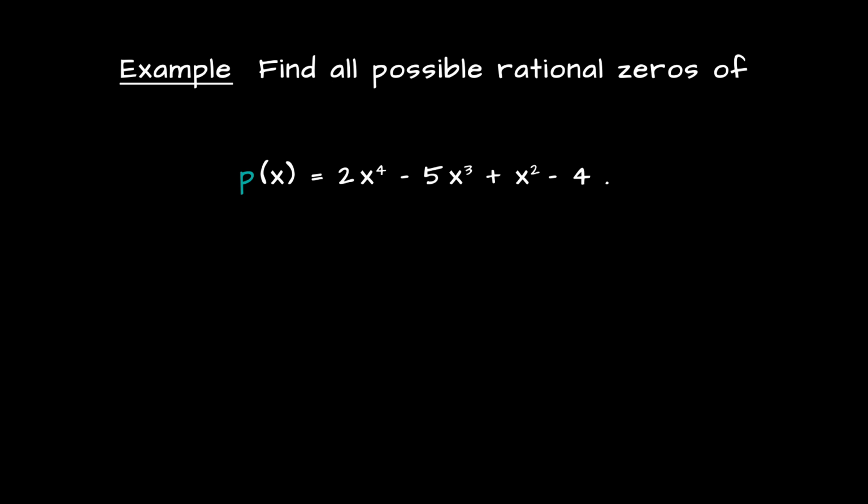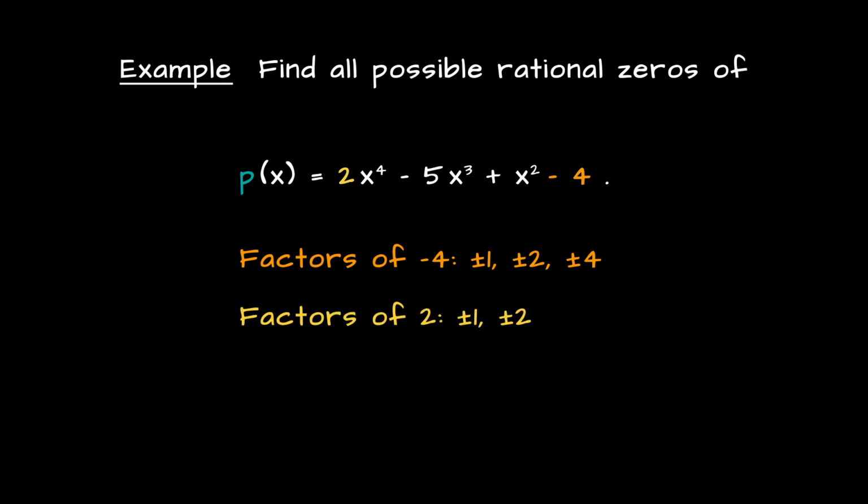Let's quickly put this theorem to work by considering an example. Let's try to find all possible rational zeros of the polynomial p of x given here. What the rational zero theorem tells us to do is focus on the leading coefficient, which here is 2, and the constant term, which here is -4. And we'll begin just by considering the factors of those two numbers. The factors of -4, we're going to take the factors up to a minus sign, are plus or minus 1, plus or minus 2, and plus or minus 4. And the factors of 2, the leading coefficient, are plus or minus 1 and plus or minus 2.